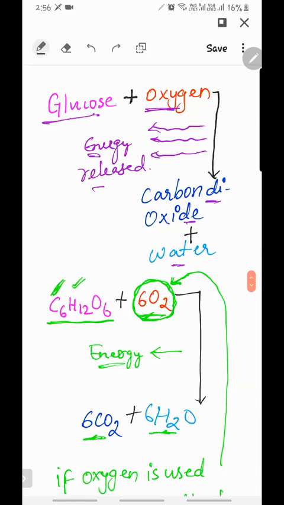Yeah, lactic acid is present in muscles only. Yeah, in muscles it will happen. Yeah, cellular respiration will happen all the time. RBC means red blood cells.